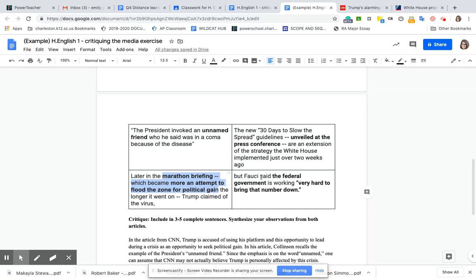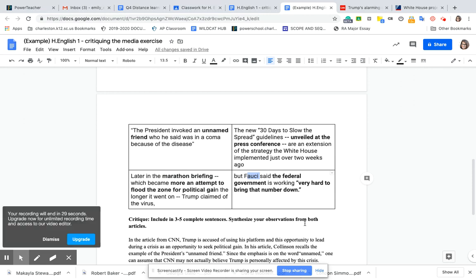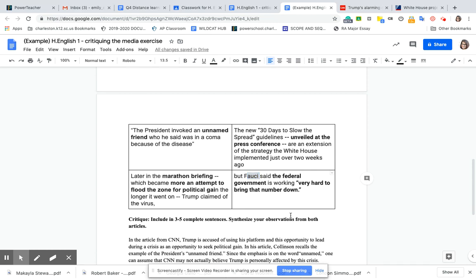And then here, Fox has used a source, Dr. Fauci, who's pretty respected by the liberals, and cited that the federal government is working very hard to bring that number down. So now he's speaking on behalf of the White House and saying they're doing what they can. I'm about to run out of time, so I'm going to come in with a second screencast.